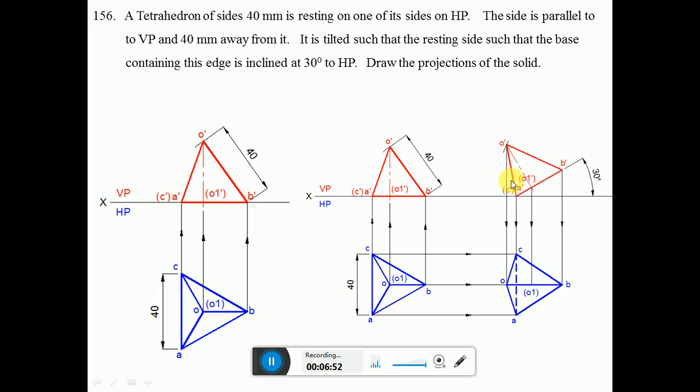So now we have the front view of the second position, such that the base is rotated at an angle of 30 degrees with the edge resting on HP. Now we need to draw the top view. Draw a vertical projector from O dash, and also from B dash and O1 dash, because O1 and B are on the same line. Draw a horizontal projector from O to intersect at this point, which is O, then you get O1 here, intersected at this point, and B in the same fashion.